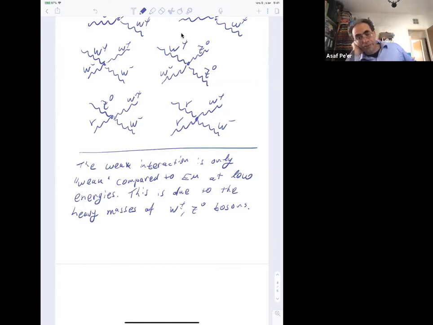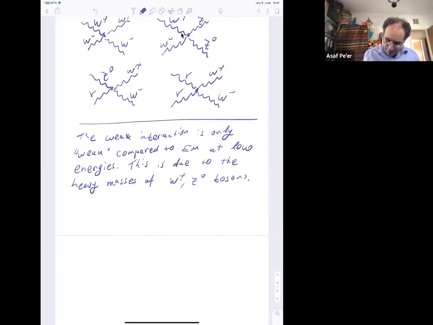Remember that every propagator in the Feynman diagram has a contribution. What's the contribution?